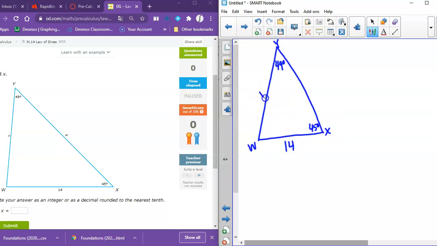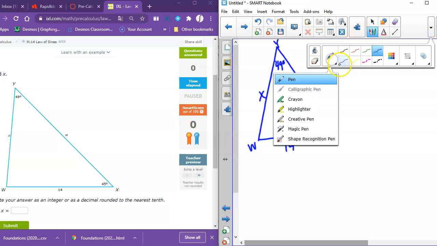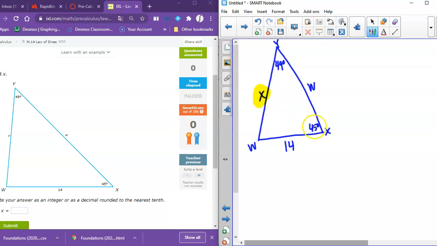This side is across from our capital X, so we'll call it X. This side is across from our W, so we'll call it W. And the question asks us to find X. So for this, if I'm looking for X here, then to find X, I'm definitely going to have to use the X across from that. So to start setting up my law of sines, and also notice here I've got two angles and I know a side. So I don't have to worry about running into that ambiguous case on this particular problem.